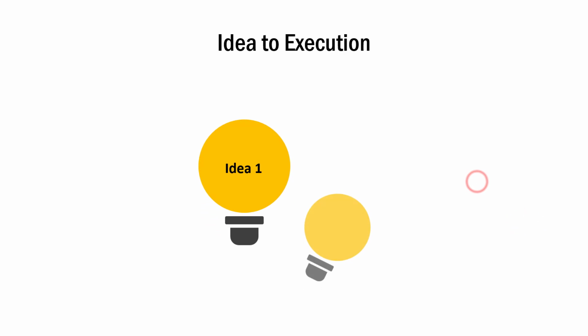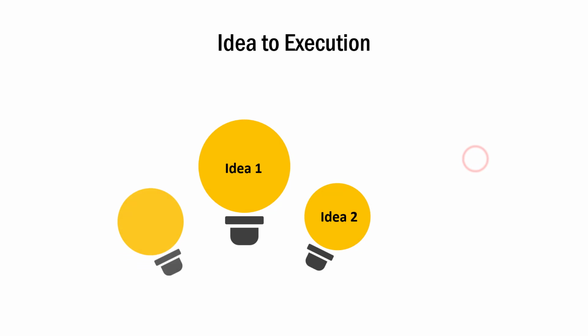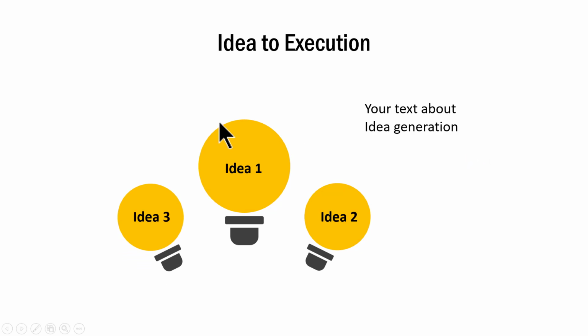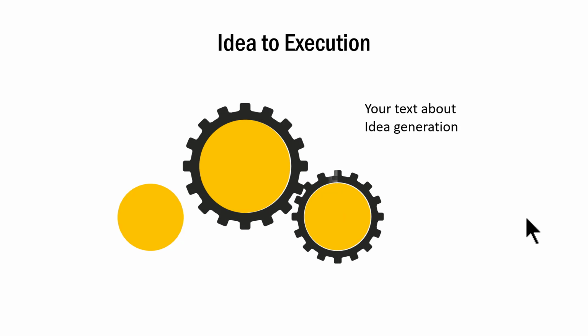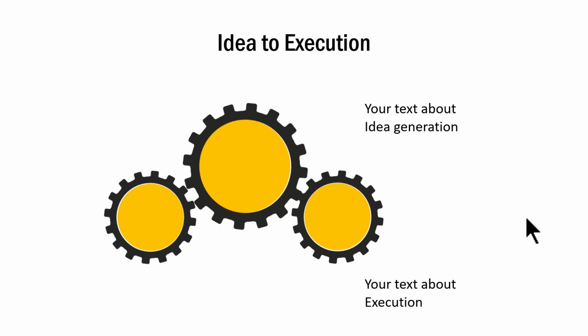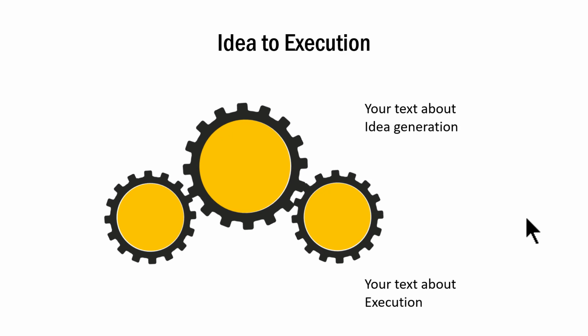The first example is this one, where we talk about idea to execution. First, on a click, we bring in our first idea, then we bring in our second idea, and then we bring in our third idea. And here we talk about the various ideas and we talk about the idea generation phase. And then we go to the execution phase. By clicking, I am going to use this beautiful animation to add some gears to this bulb. And now we talk about execution.